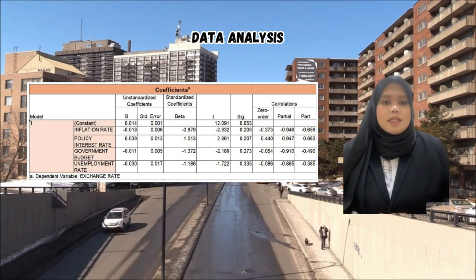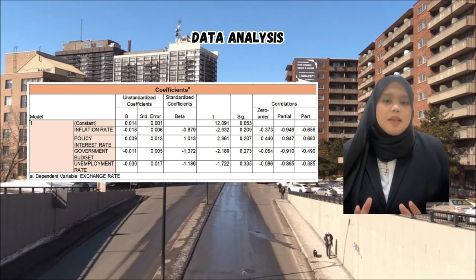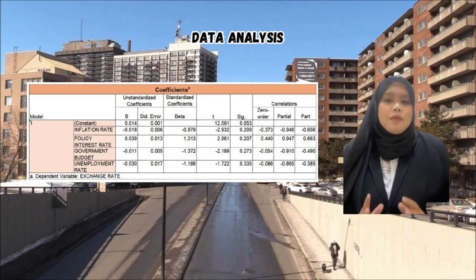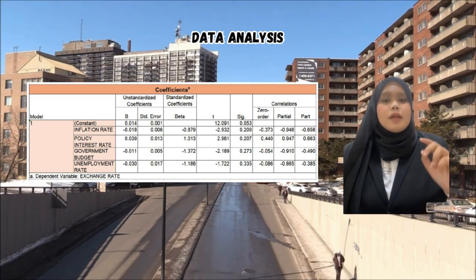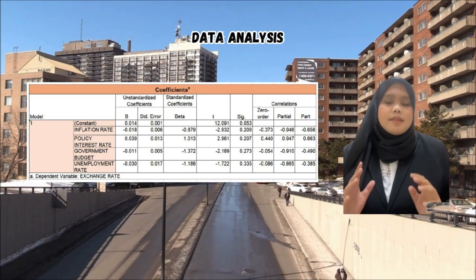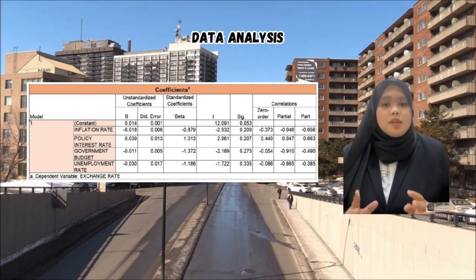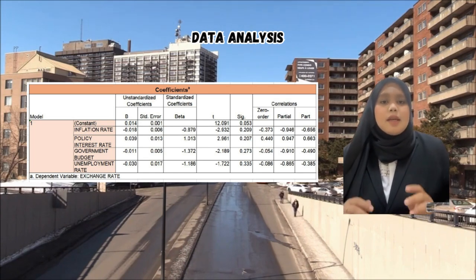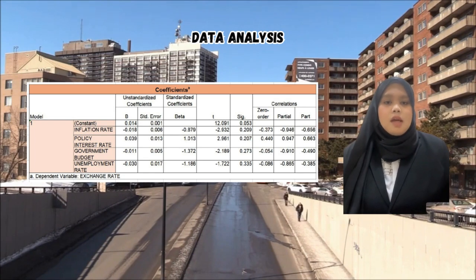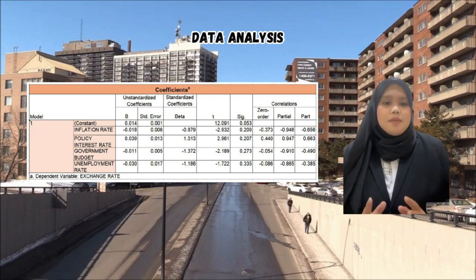Next is coefficients. The inflation rate has a negative effect on the exchange rate with a B coefficient of negative 0.018 and a standardized beta of negative 0.879. This suggests that as inflation increases, the exchange rate tends to decrease. However, the p-value is 0.209, meaning this effect is not statistically significant.